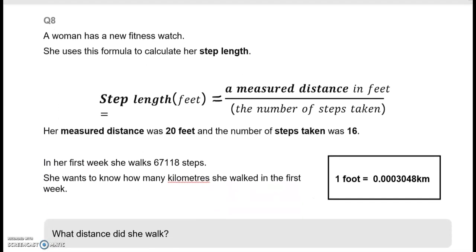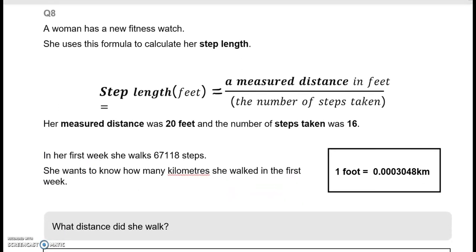Question number 8. A woman has a new fitness watch. She uses this formula to calculate her step length. Step length in feet is equal to a measured distance in feet divided by the number of steps. Her measured distance was 20 feet and the number of steps taken was 16. In her first week, she walks 67,118 steps. She wants to know how many kilometers she walked in the first week. What distance did she walk?